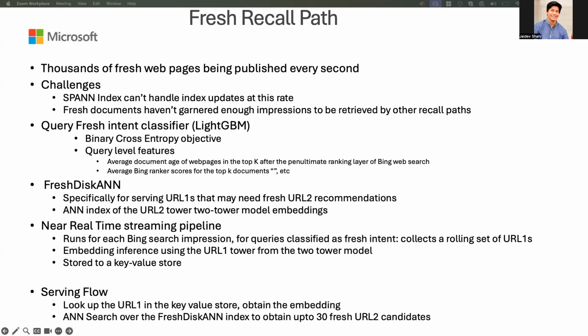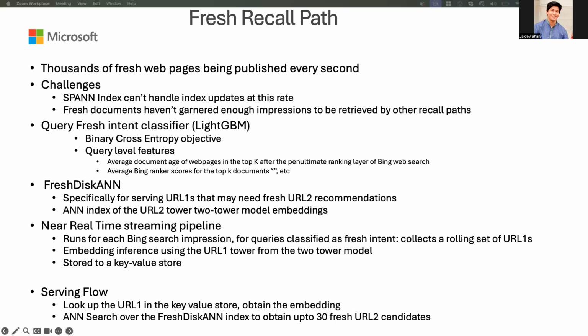So we first developed a fresh intent classifier that classifies an incoming query into whether or not there's some fresh intent. This is trained using a binary cross entropy objective. We use a LightGBM here instead of, say, a transformer model because we need the inference speed to be really fast. And so instead of text features, we feed in a whole set of cleverly feature engineered query level features into this LightGBM. Things like what's the average document age of web pages in the top K after the penultimate ranking layer of Bing web search, or what are the average Bing ranker scores for the top K documents. And you can imagine there's several of these Bing rankers that are fresh aware and have fresh as an explicit task during training.